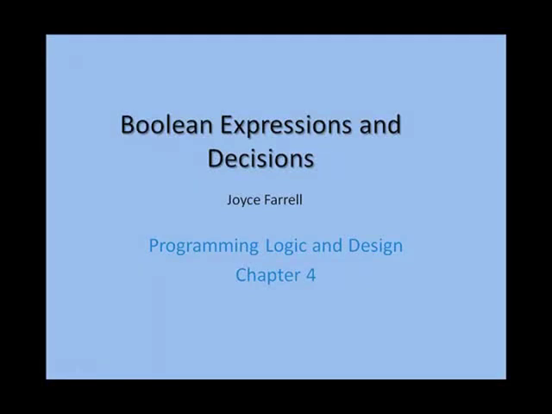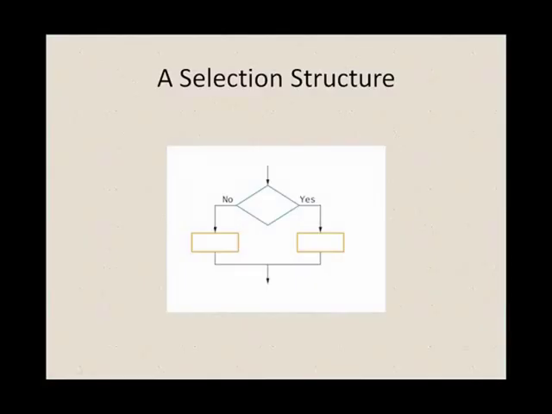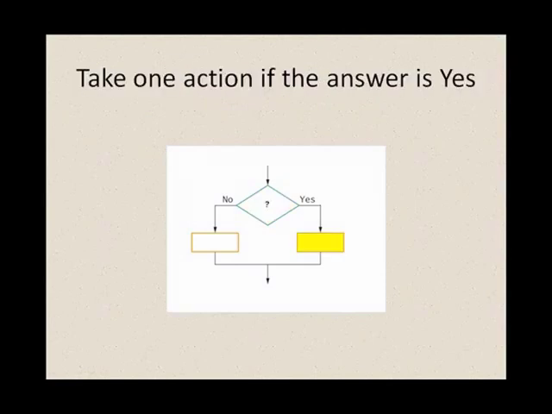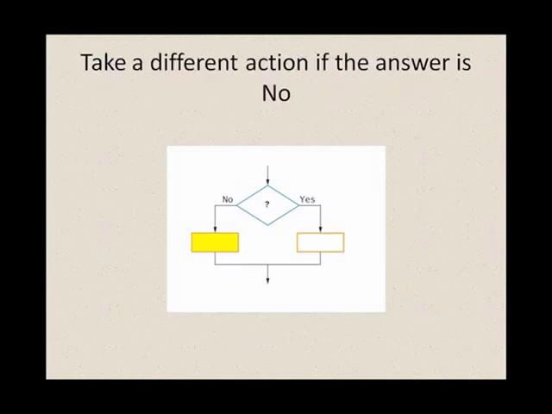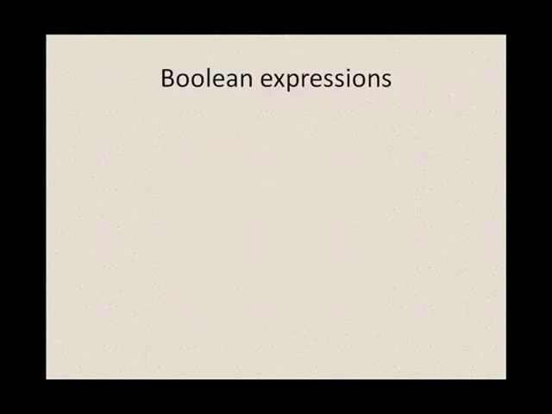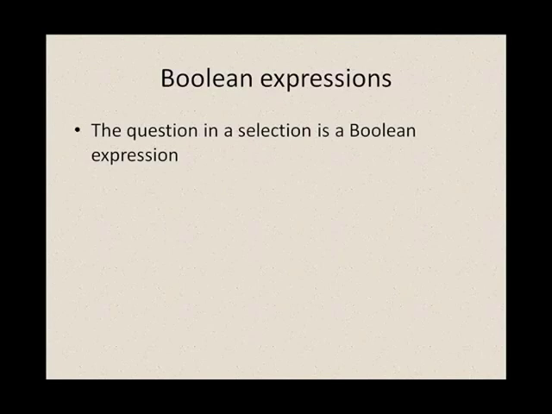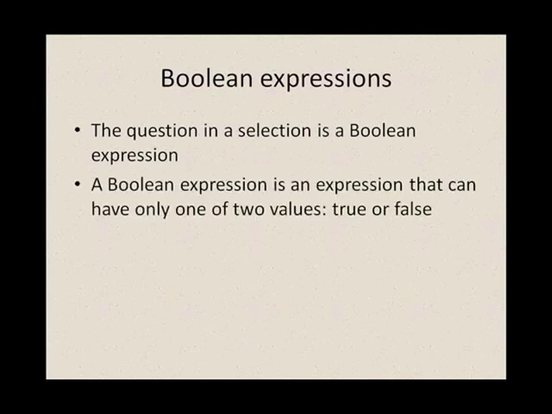Let's take a look at Boolean expressions and how they're used in decisions. Here's a selection structure. With a selection structure, you ask a question. If the answer to the question is yes, you take one course of action. And if the answer to the question is no, you take a different course of action. The question in a selection structure is a Boolean expression. A Boolean expression is one in which the result is one of two values, true or false.